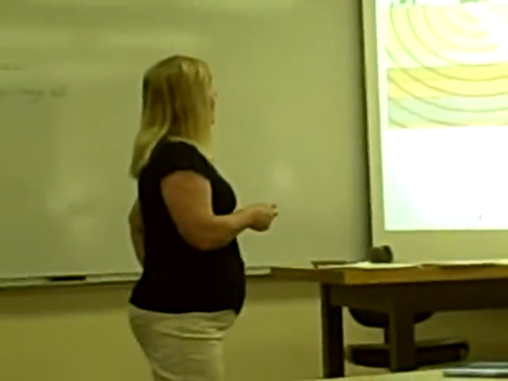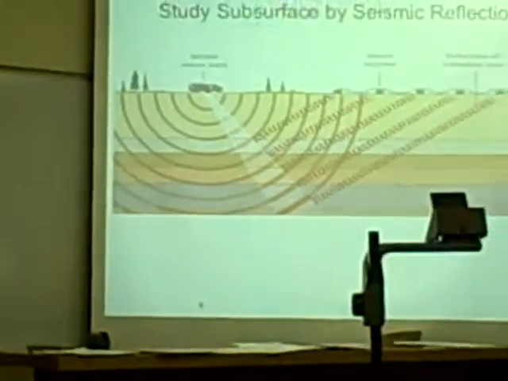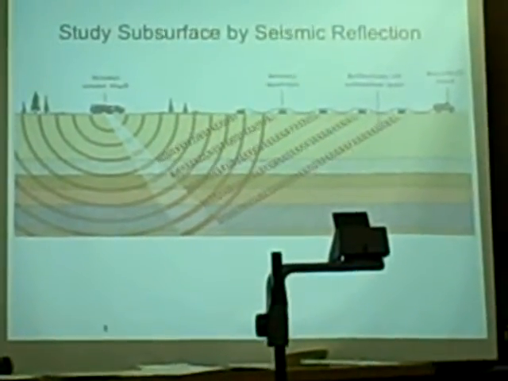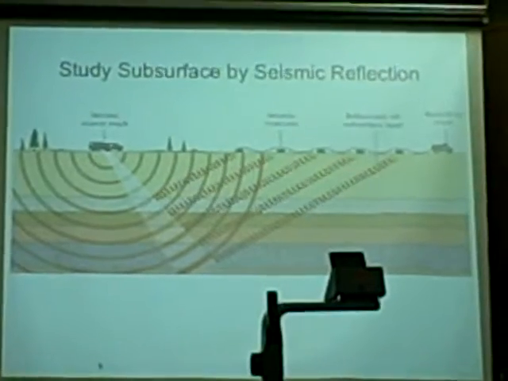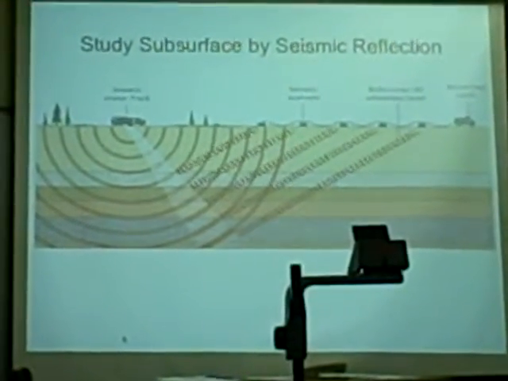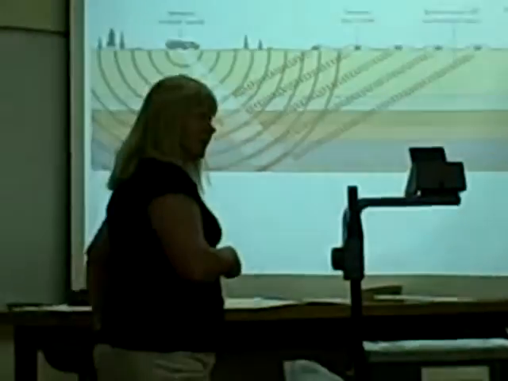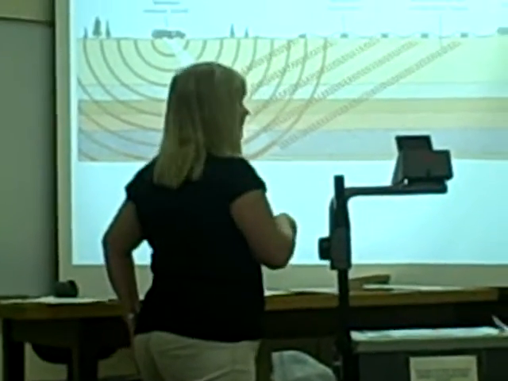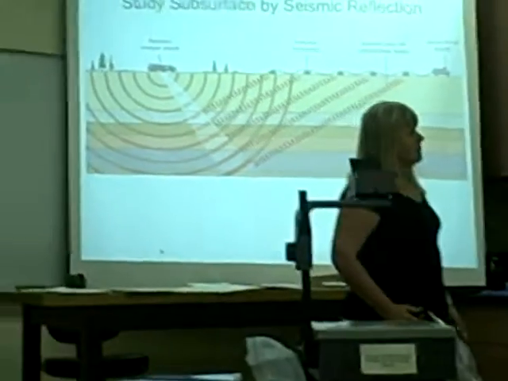So here we have a truck which is going to set off an explosion, and these shock waves are going to go through the earth. They're going to travel at different speeds. What they're going to tell us is what the rock layers are like underneath. Okay, and they're picked up by these seismic receivers. So we can get a picture.